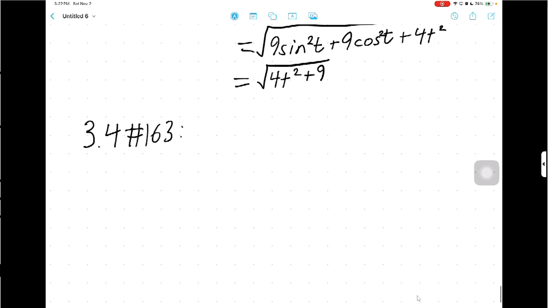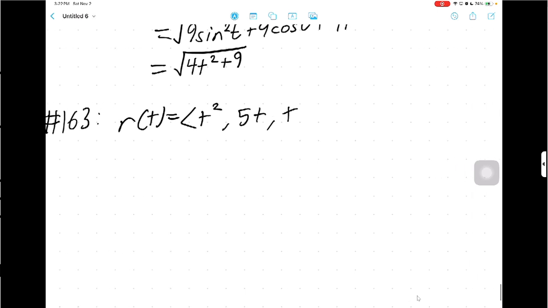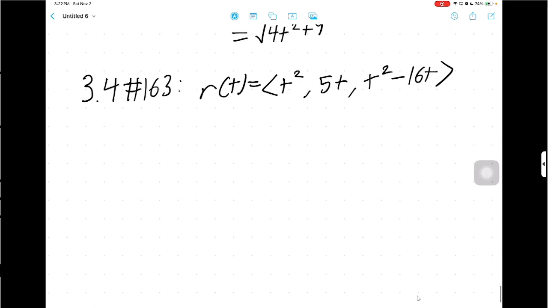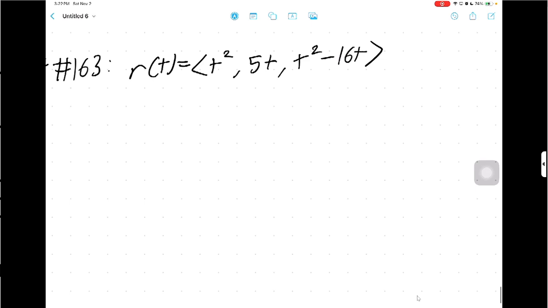163. The position function of an object is given by r of t is equal to t squared, 5t, and t squared minus 16t. The question asks, at what time is the speed a minimum? So first, let's go figure out what the actual speed is here.